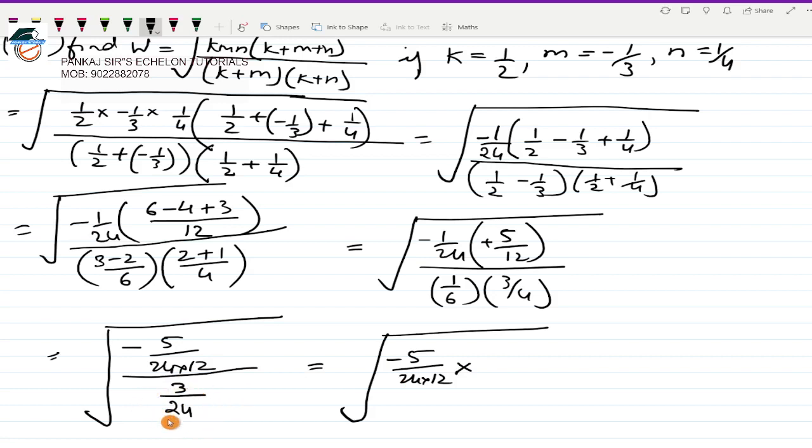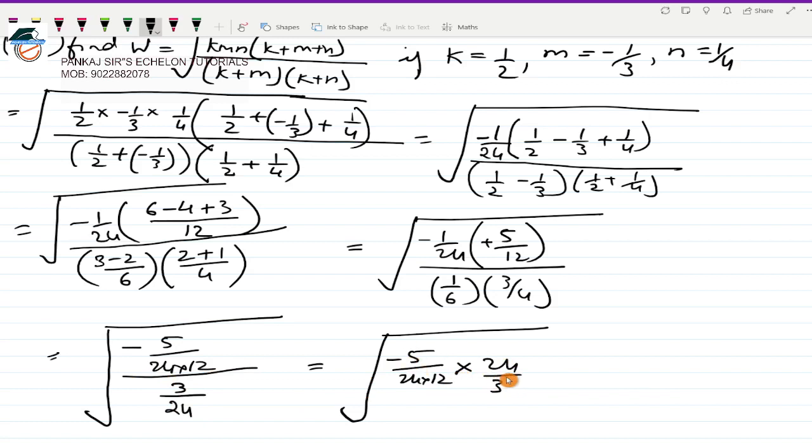And this denominator, whatever fraction I have, that I'm going to invert it. So 24 upon 3 I'll make it. Understood? This numerator I have written as it is. The denominator I have inverted it. Okay. So instead of 3 upon 24, I have written 24 upon 3. And this division sign has been converted into multiplication.